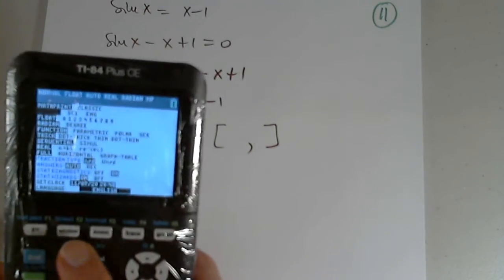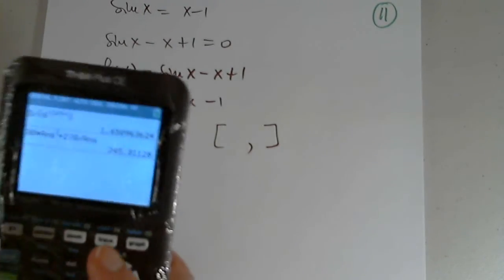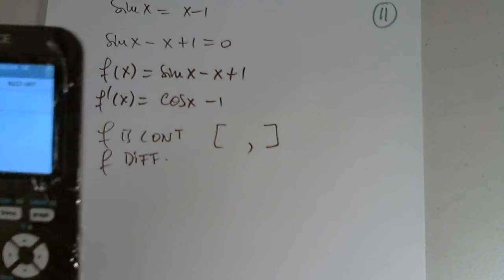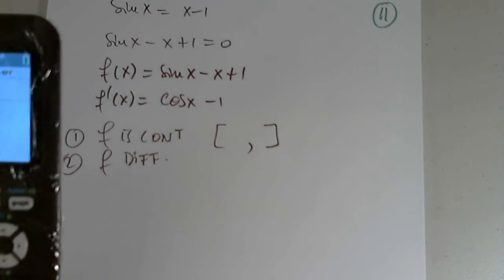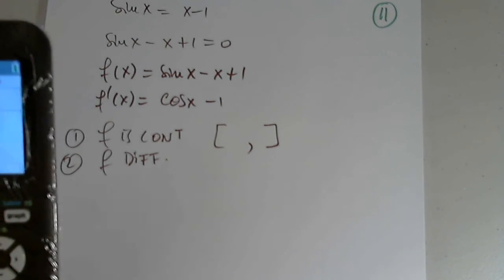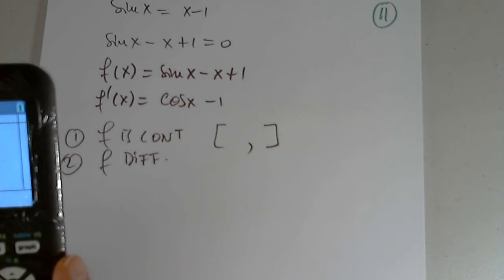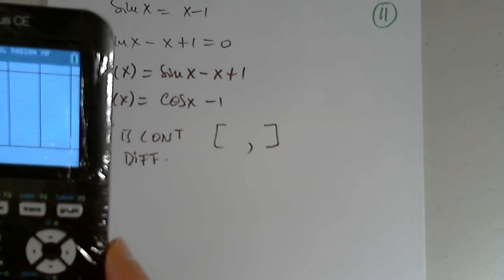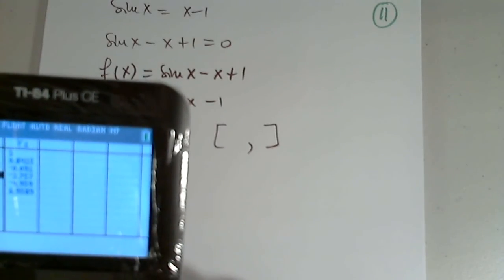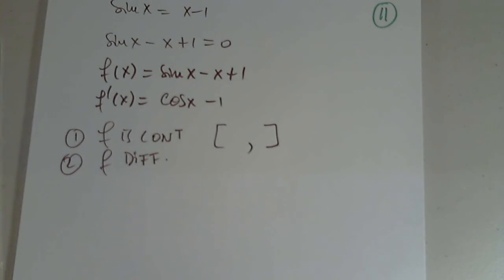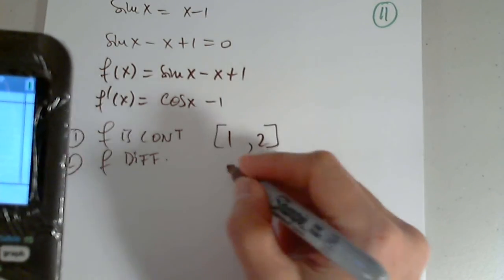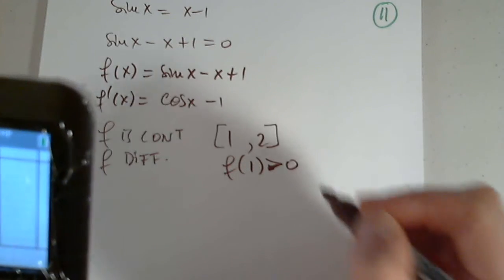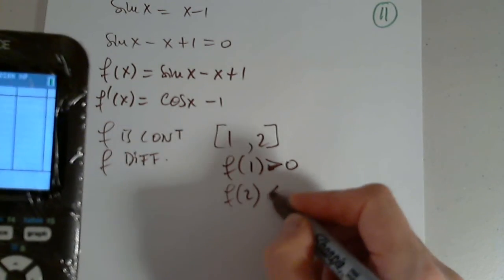So make sure you have the mode in radian mode. Go to y equals and put in the function sine x minus x plus 1. And we go to second and table. I'll plug in 0 and 1 and then 2, and I found an interval between 1 and 2. Because at f of 1, the function is positive, and at f of 2, the function is negative.